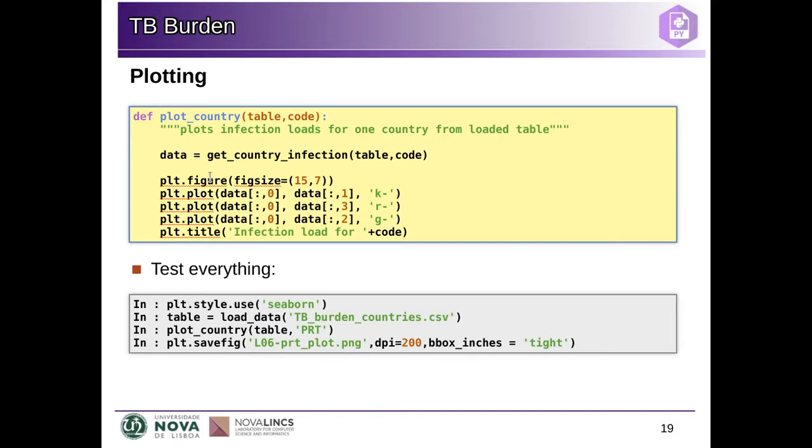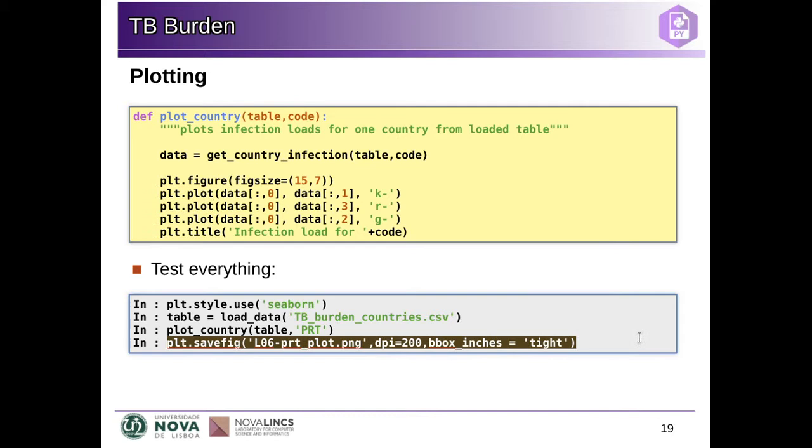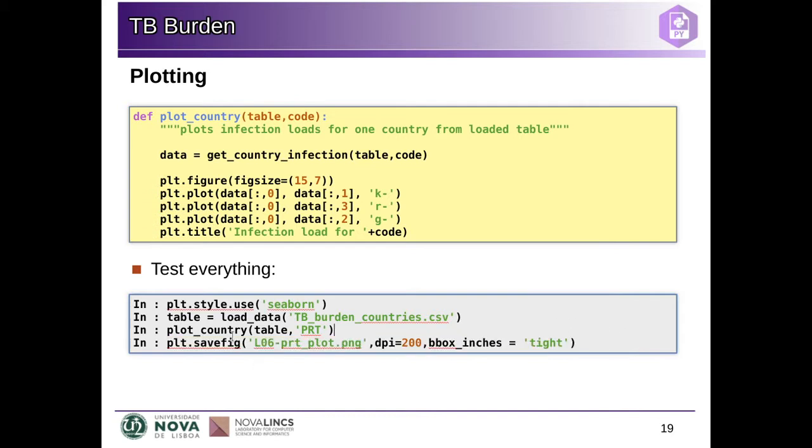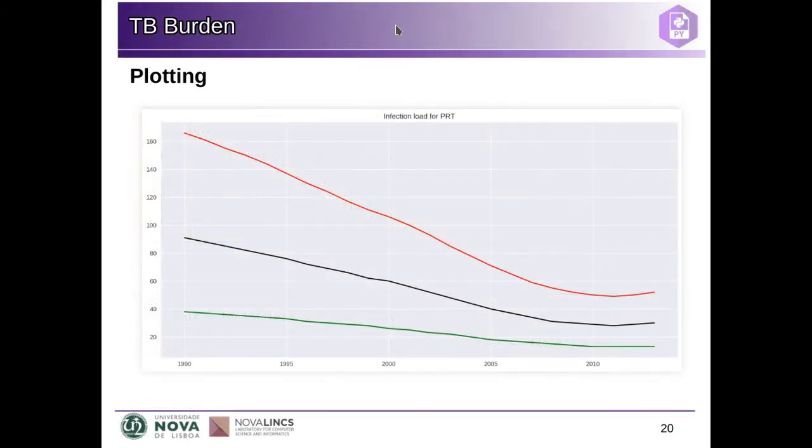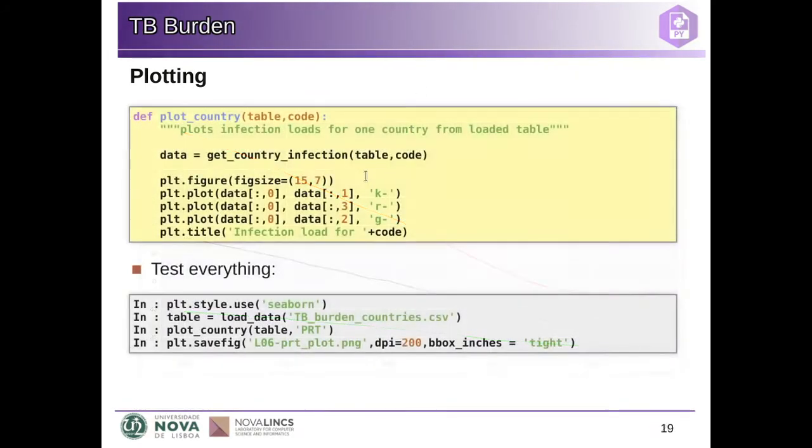So this function just creates the plot. If we want to save, we can save it here. If you want to show it or something like that, we can do it outside the function. So the way to use this is to load the data, use the plot country function, and then if we want, we can save the plot file. And this is the example using the Seaborn style here.